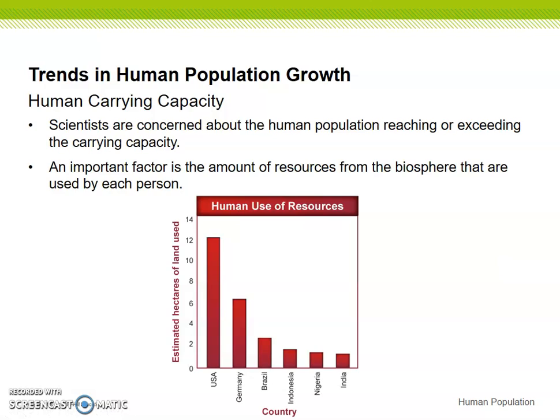Human carrying capacity. Scientists are concerned about the human population reaching or exceeding the Earth's carrying capacity. An important factor is the amount of resources from the biosphere that are used by each person. Here is a graph showing about how much land is used to support each individual human in the United States. It's about 12 hectares of land, whereas in India, it's only about 2 that are used to support that person.